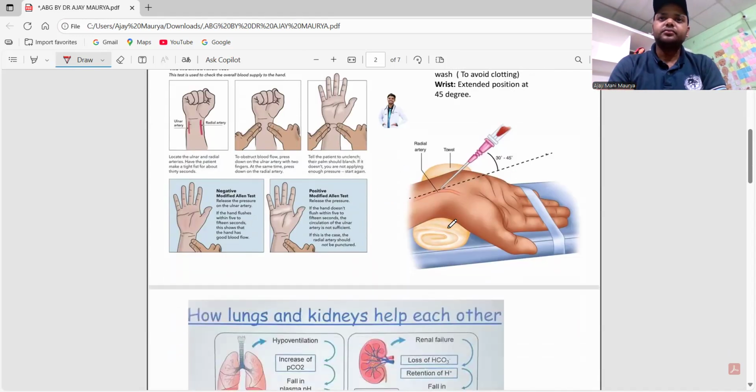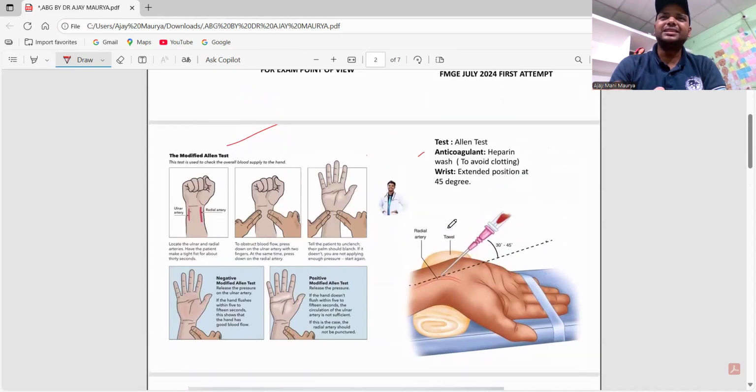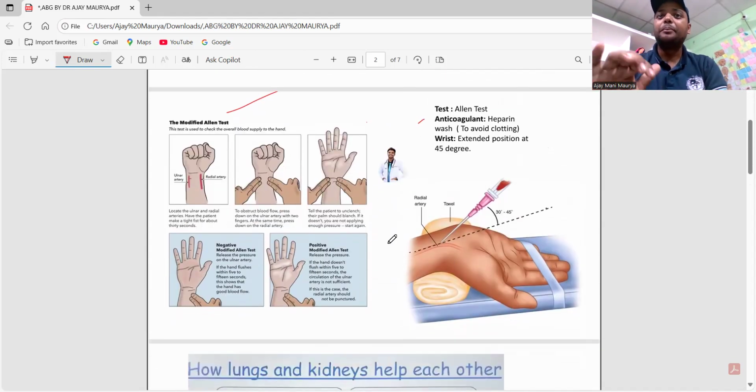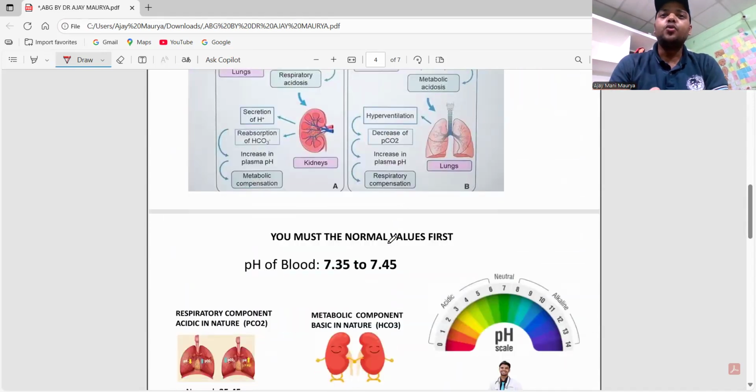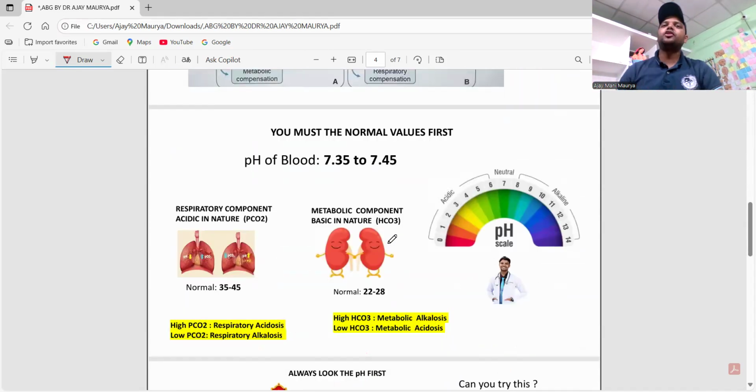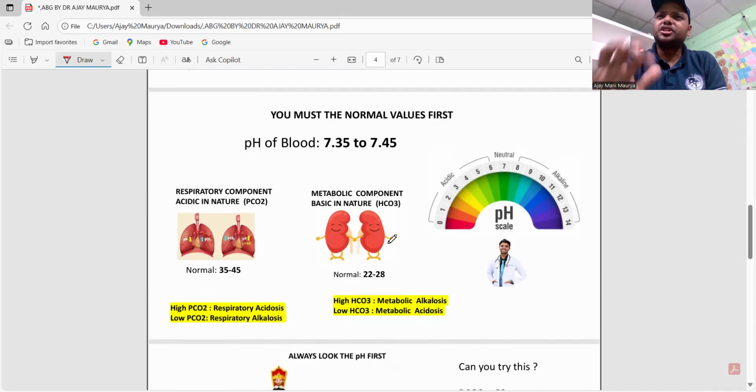So no need to read these, guys. I think everyone knows about this one. But our main motto is how we are going to interpret it from the exam point of view. They will give all the values and you have to interpret. First of all, to interpret ABG, you must know all the normal values.